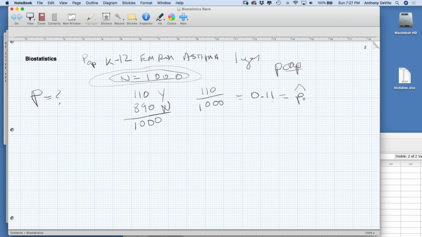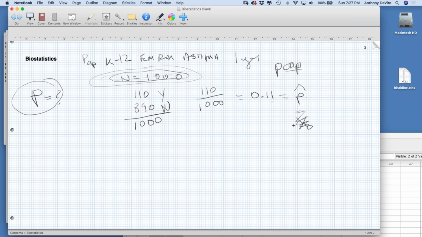Because that's an estimate, just like X bar, it is a point estimate: an estimate of the proportion, an estimate of the middle or the mean value, and so on. These are called point estimates, right? So that point estimate happens to be 11%. But I'm not really interested in these 1,000 children. These 1,000 children are only a mechanism for me to estimate what the true value of the proportion is in New York.